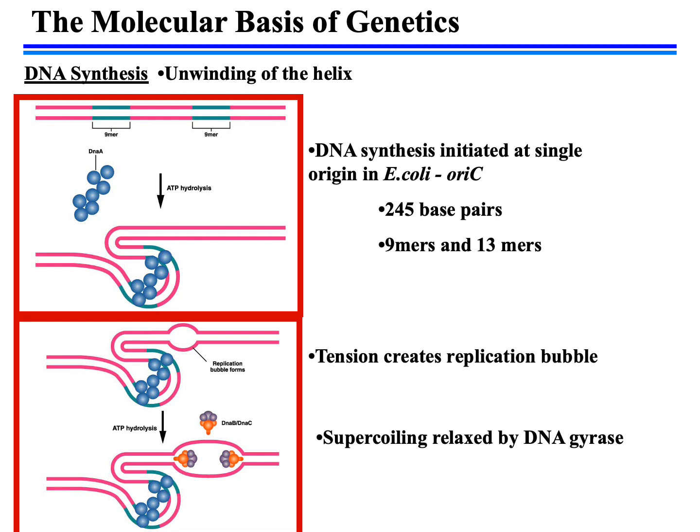So in this case, the 13-mer sequence is AT-rich, which means that when the DNA-A protein binds, it causes a bend at the replication origin. This causes tension and forces the AT-rich region to pop open. This popped open portion is referred to as a replication bubble.